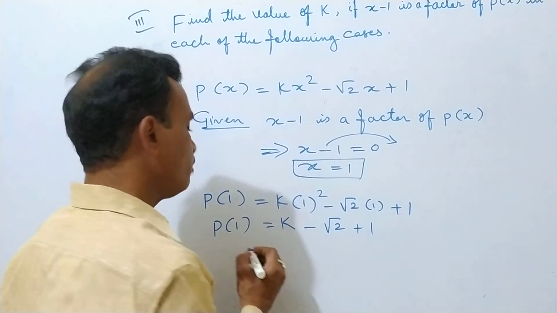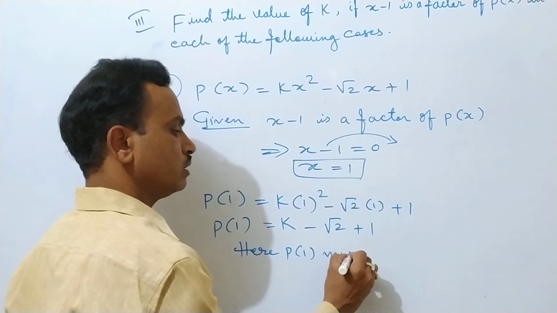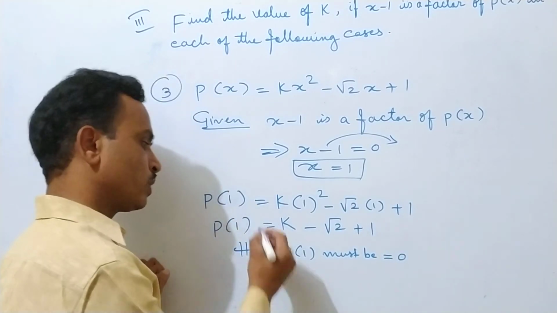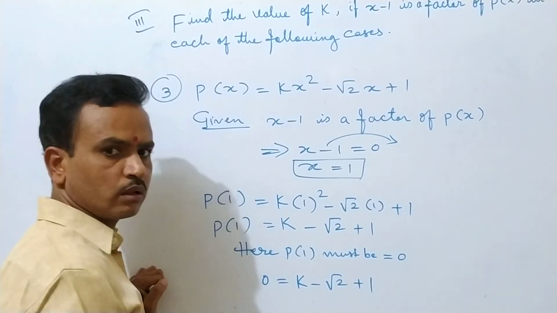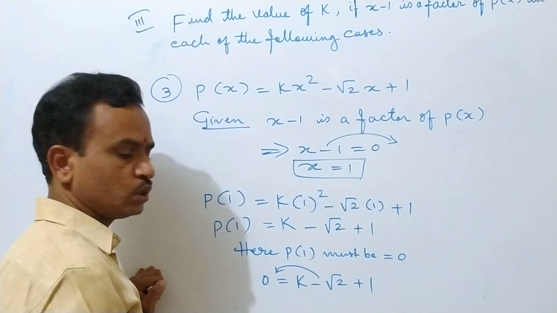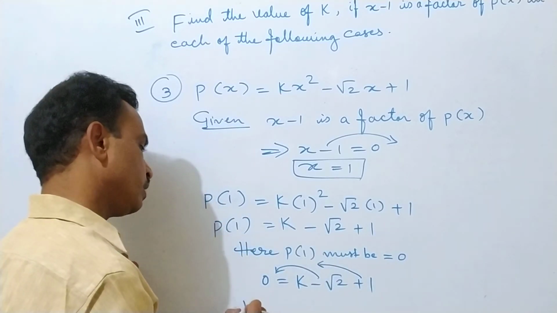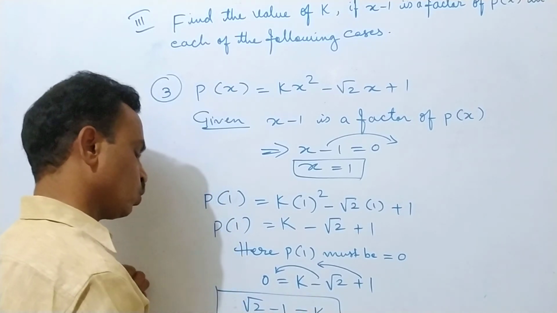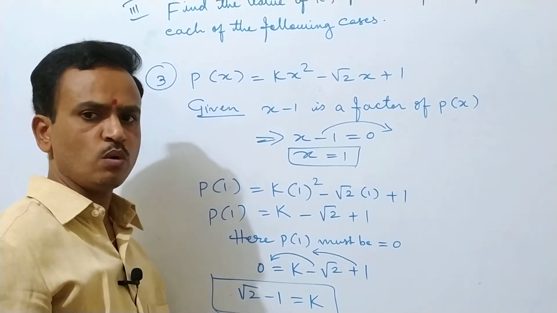So P of 1 must be equal to 0. Okay. So 0 is equal to k minus root 2 plus 1. So minus root 2 we take to the LHS side, it becomes plus root 2, and plus 1 we take to the LHS side, it becomes minus 1. So root 2 minus 1 is equal to k. That means k is equal to root 2 minus 1.